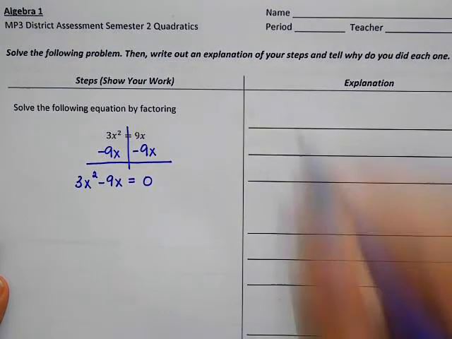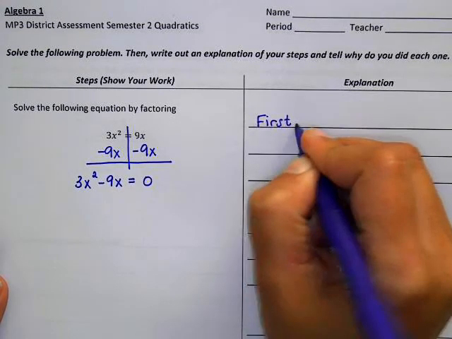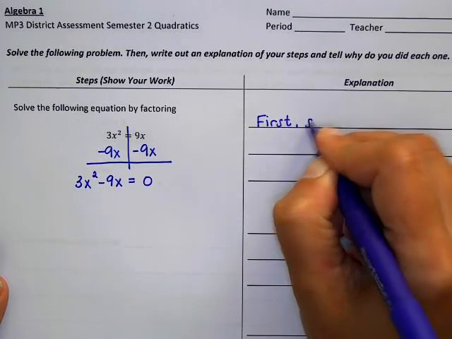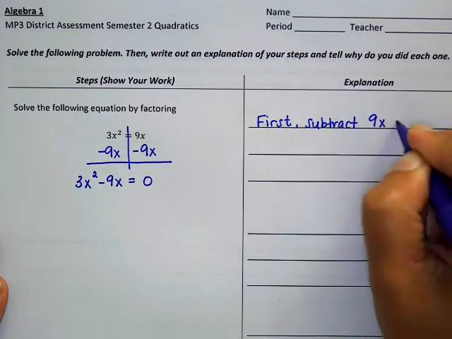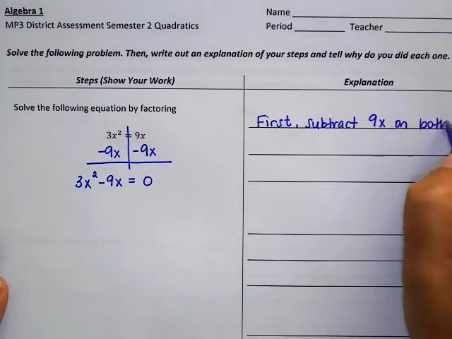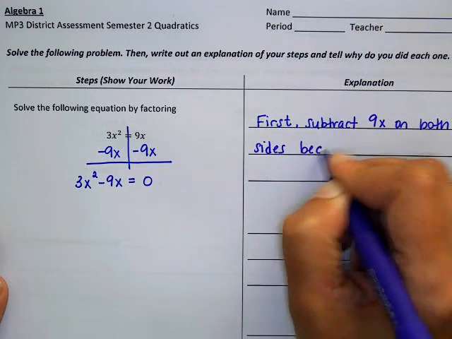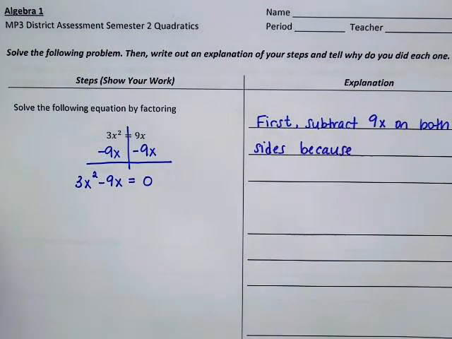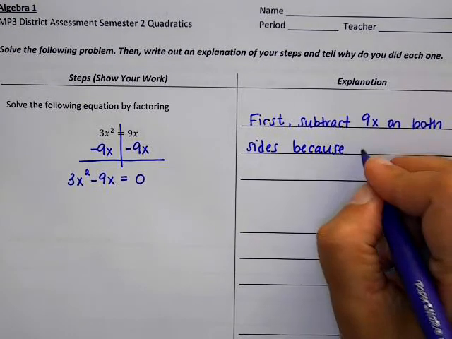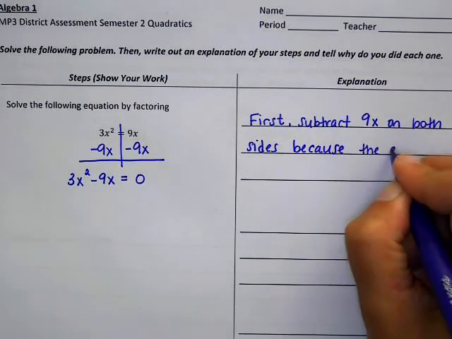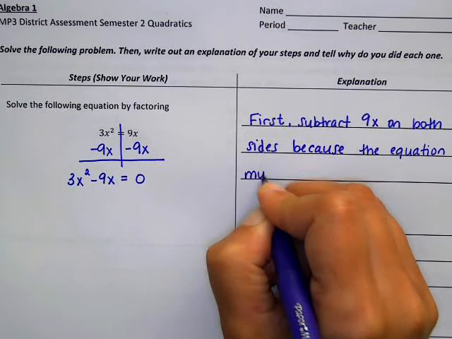Now in my explanation, I'm going to write first, because we should always use a sequencing word, and then we're going to say that we subtract 9x on both sides because, and it's very important to use the word because, since that tells us that we're giving the reason, because the equation must equal 0.